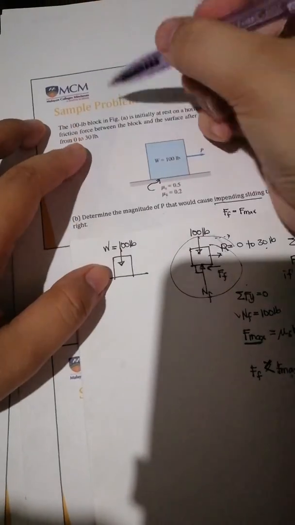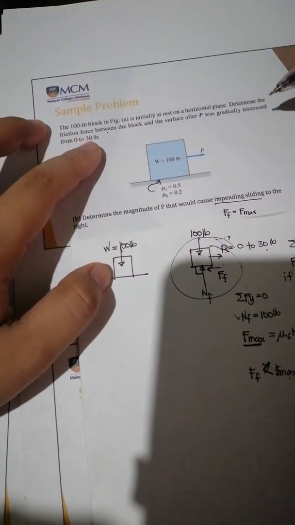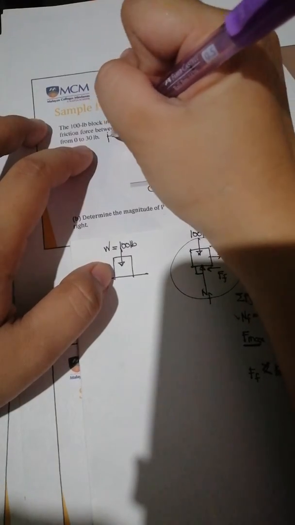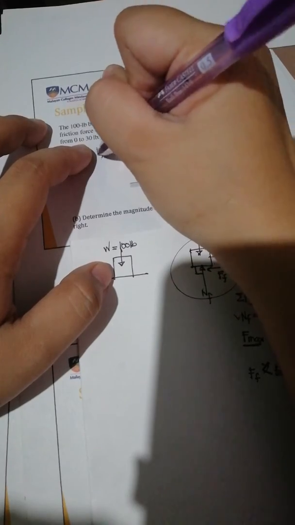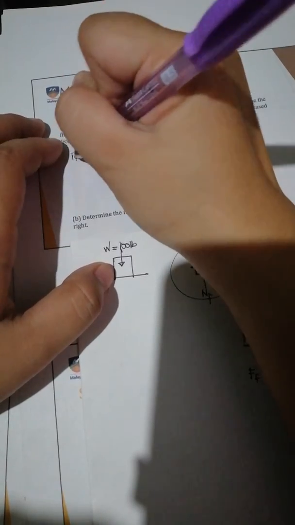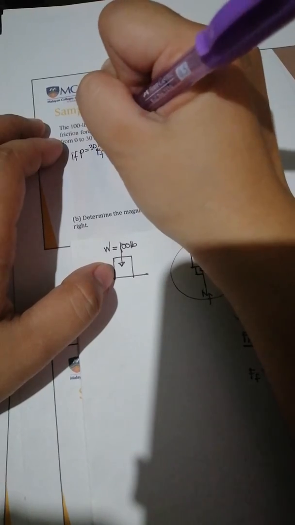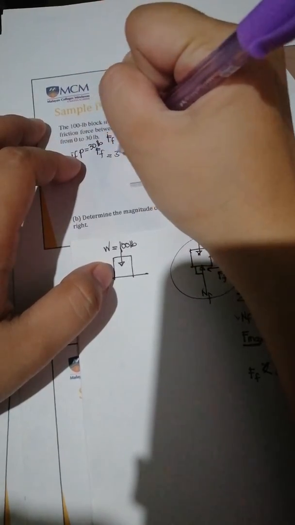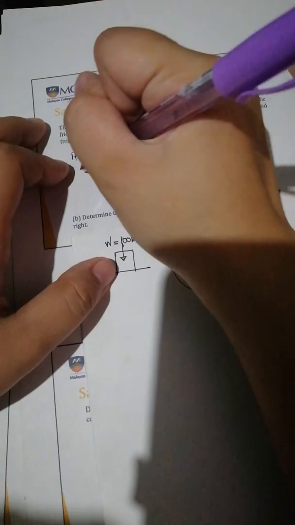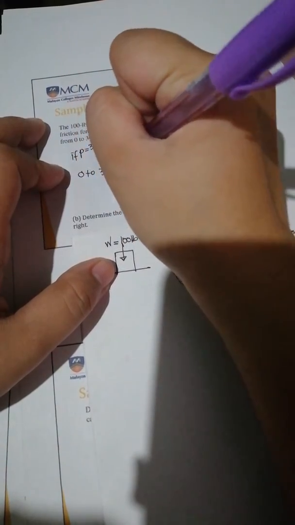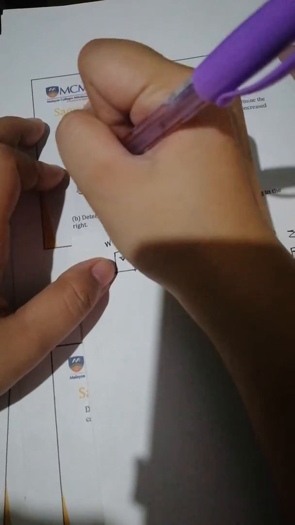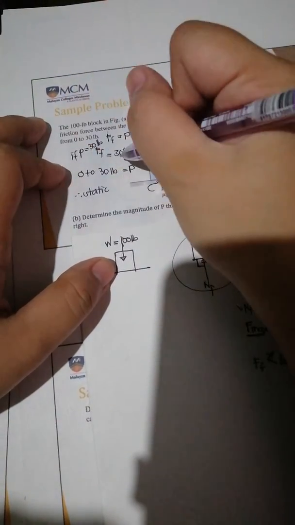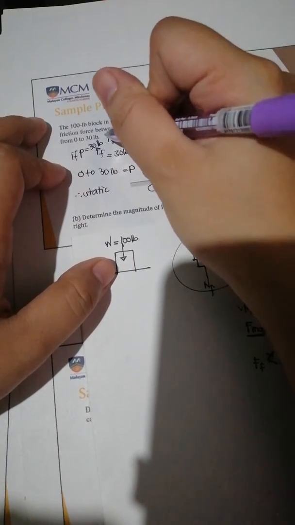Okay, so that's the answer for letter A. Determine the friction force. The friction force depends on P. So if P is at the maximum magnitude of 30 pounds, then F is also 30 pounds. So from 0 to 30 pounds value of P, it is still in static equilibrium, and F is simply equal to P.